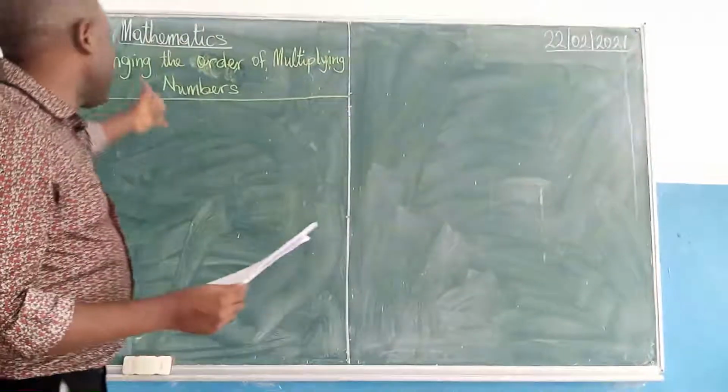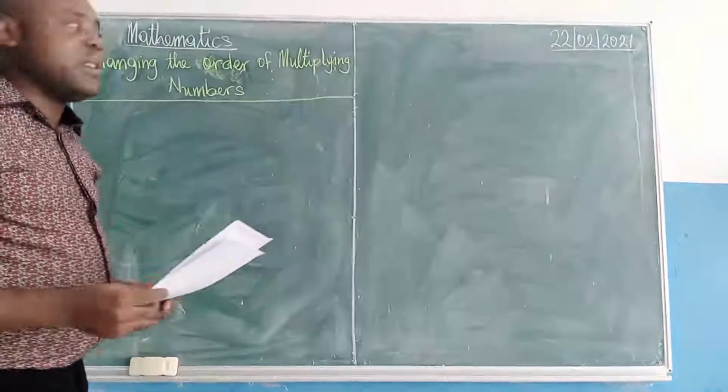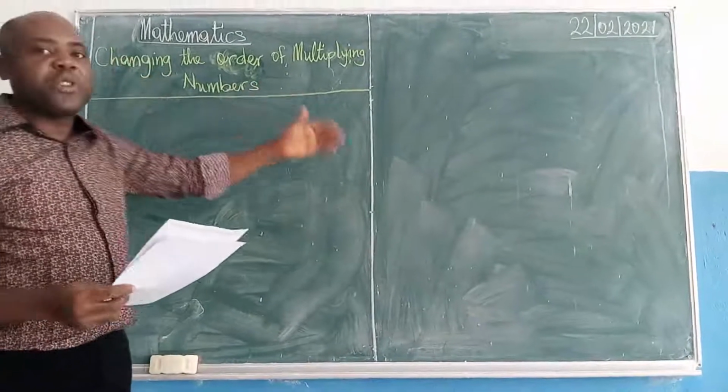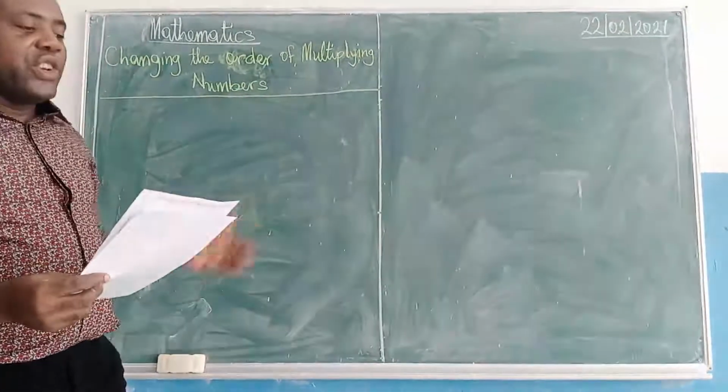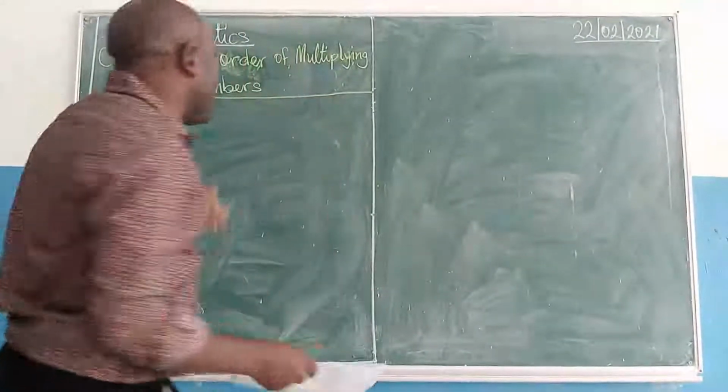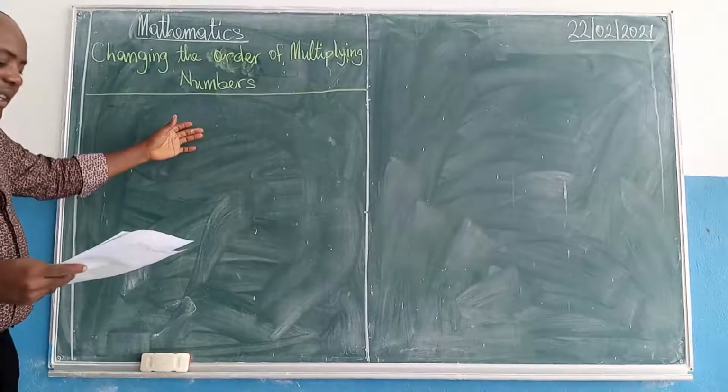Here we are again in another mathematics class, and this morning we are going to look at changing the order of multiplying numbers. But before we go to that, let's just have a recap of what we did in our last class.